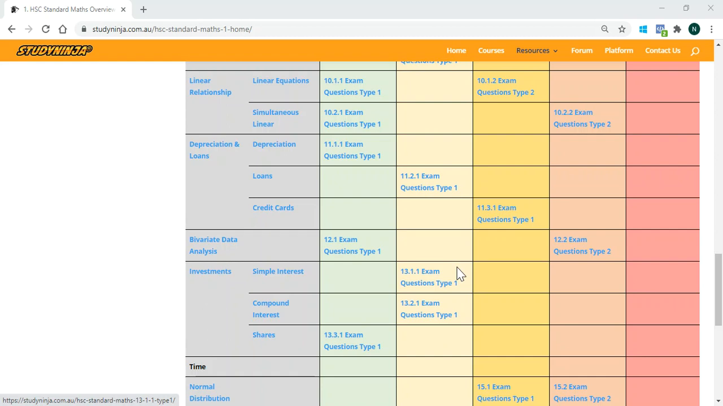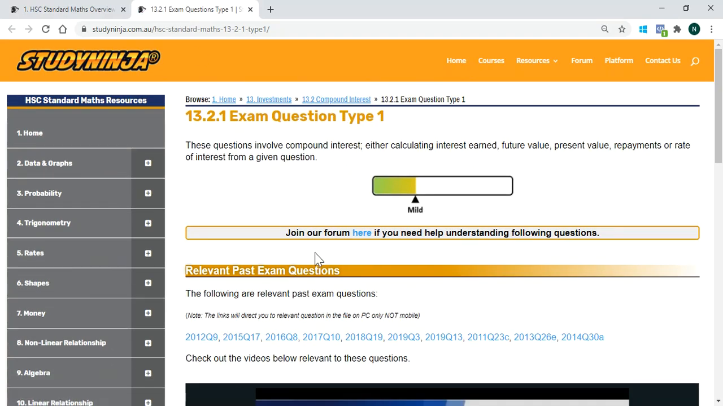These kind of questions are mild difficulty questions. So let's open this one. And the question that I'm after today is 2019 question number 13, which is this one. So let's open this.